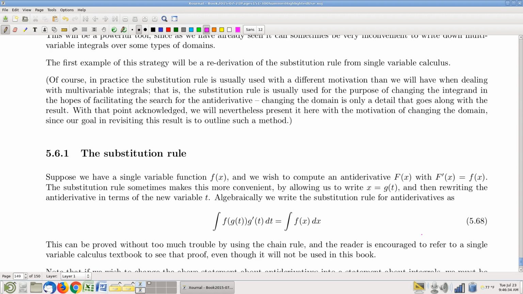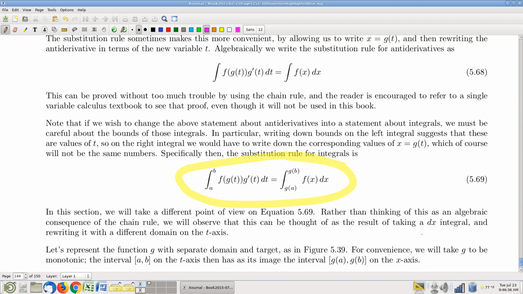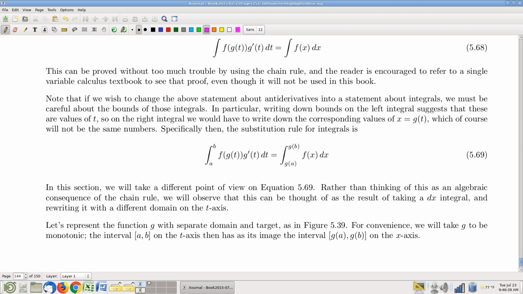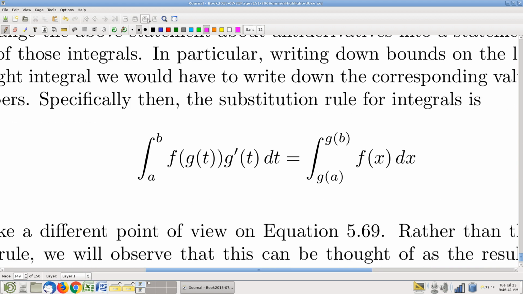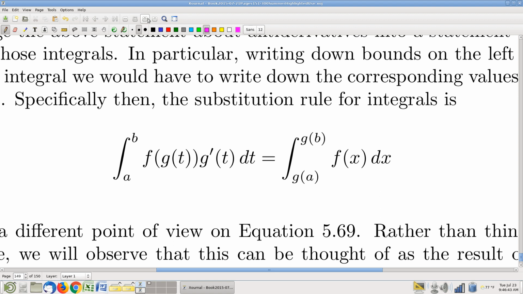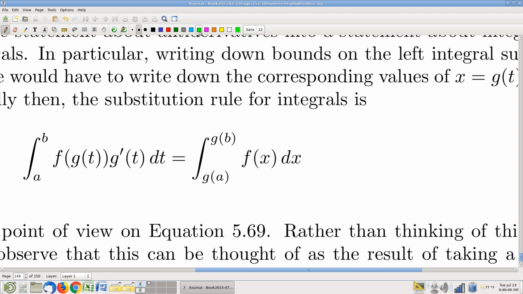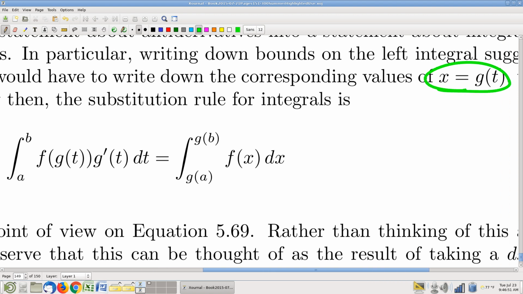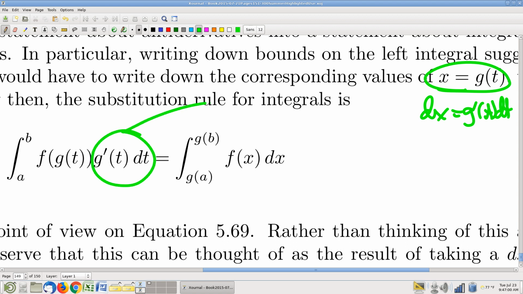In fact, I will point out, y'all have already seen an example of this. Now, you didn't think about it that way at the time, but it's the substitution rule from single variable calculus. Y'all remember the substitution rule? Here it is. You probably don't think of it in these terms. People tend to think of the substitution rule as, look, if I say x equals g of t, then dx equals g prime of t dt, and so that's that. And let's see.